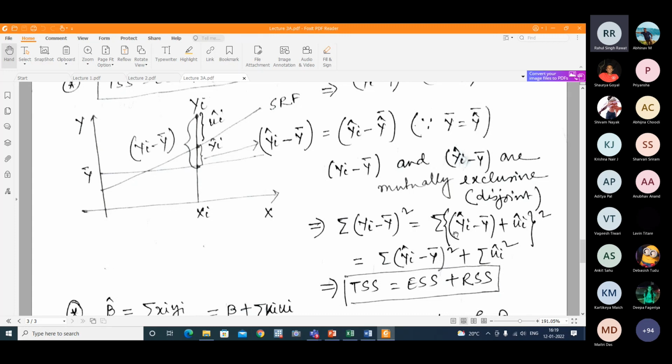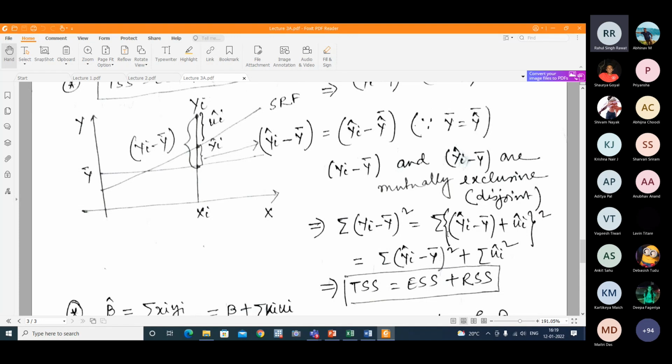Summation of this whole square. This is A and this is B. So A plus B whole square. So it is A square plus B square plus 2AB. Now, what will be the 2AB? Multiplication of the cross terms. Summation of y hat minus y bar and then u hat i, right?